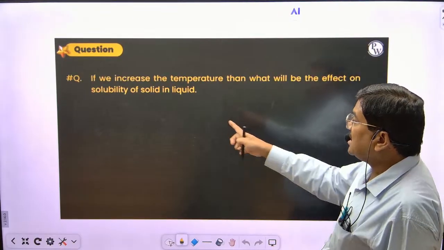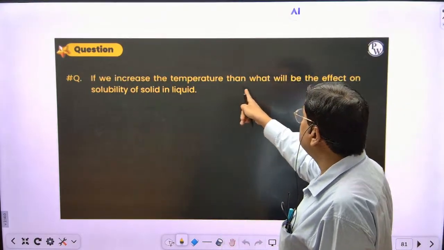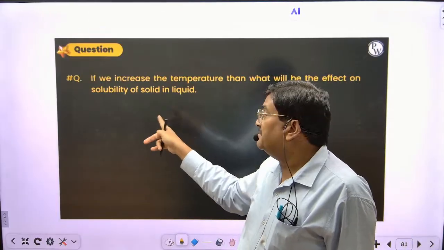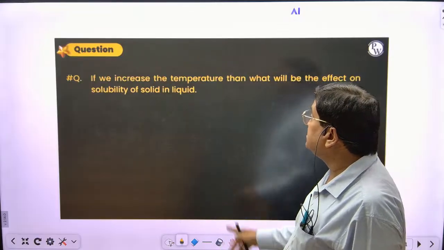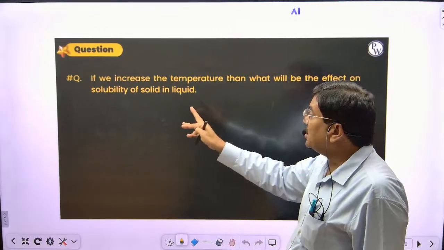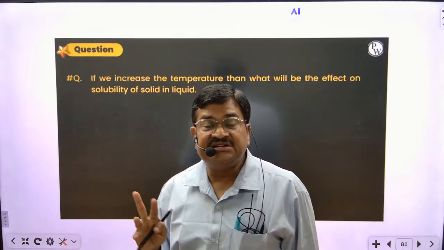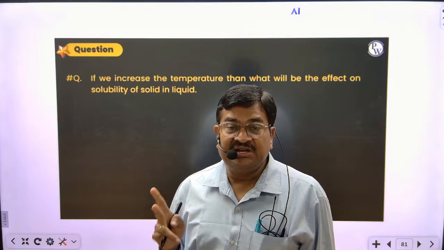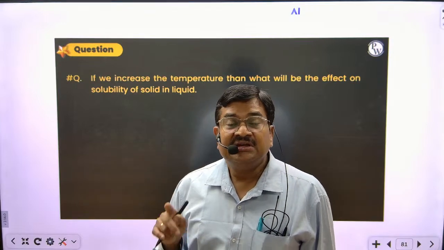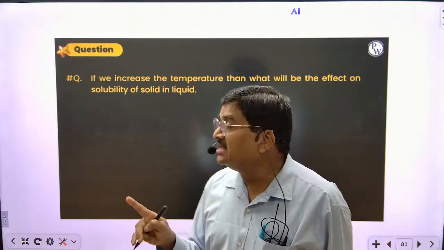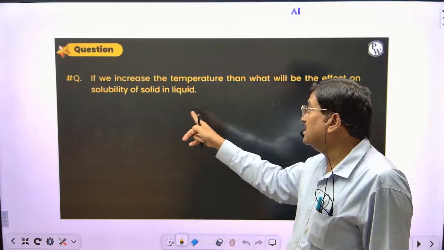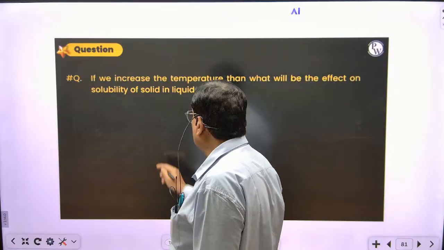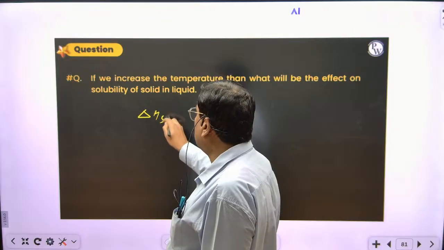And see this, can you give the answer? If we increase the temperature, then what will be the effect on solubility of solid in liquid? Some NCERT question. As we discussed yesterday, it can be either exo or endo. If it is exothermic, with increase in temperature, solubility decreases. If it is endothermic, solubility increases with increase in temperature. So here your answer should be: it depends on enthalpy of solution.